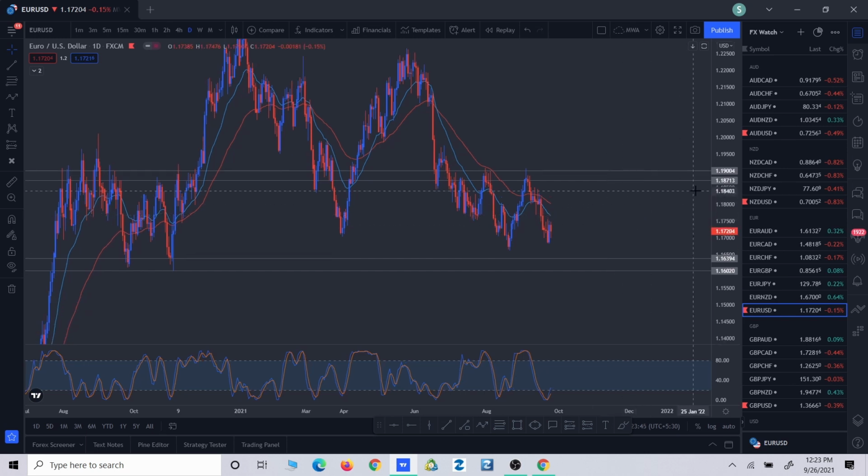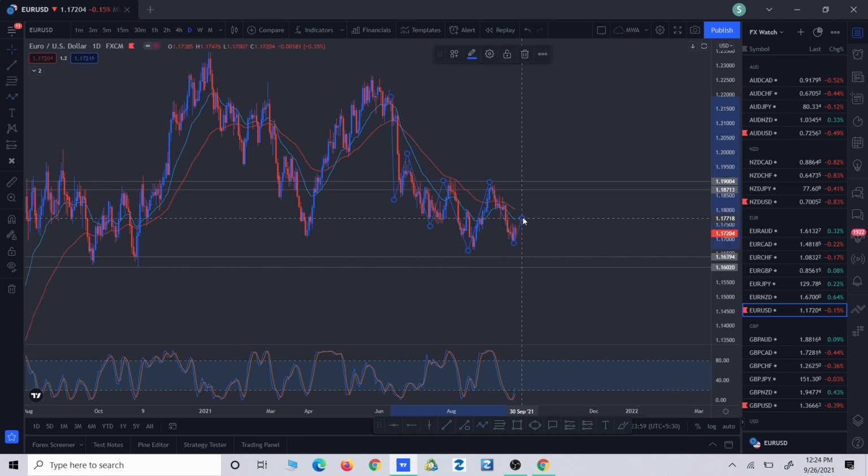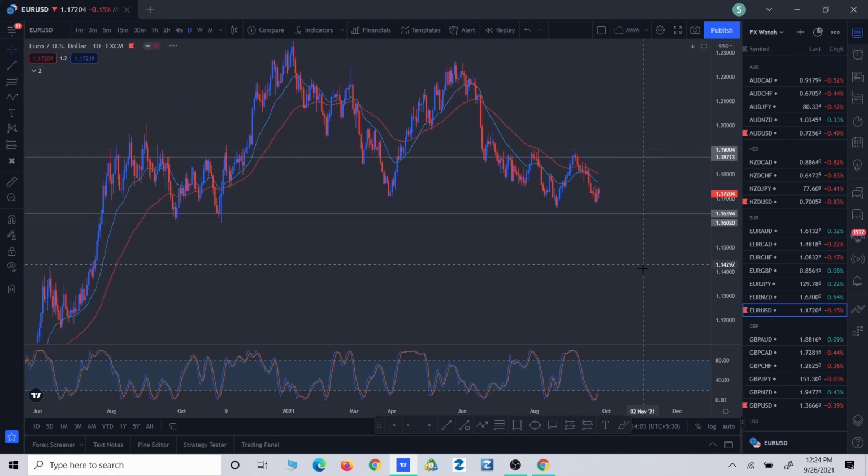On EURUSD, as we can see, price is making lower lows and lower highs. Starting from here, we have the low, lower high, low, lower low, lower high, lower low, same high. And right now, the price is between this high and this low. So as we can see, price is consistently making lower lows and lower highs, so we are in a bearish market.